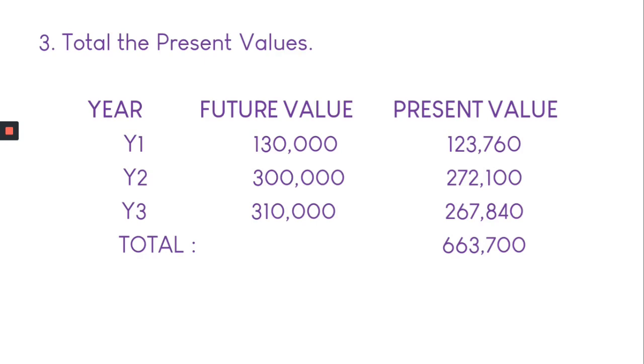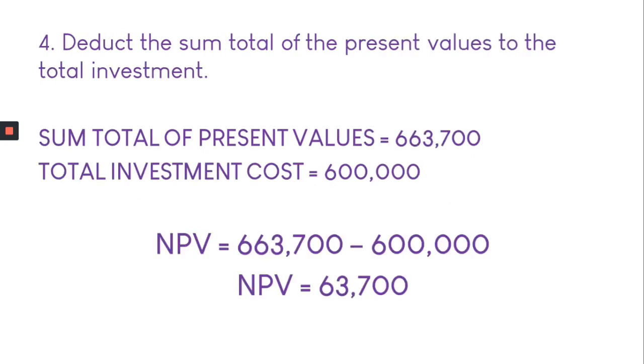Number 3 is we total the present values. So we total 123,760 plus 272,100 plus 267,840. It totals to 663,700. So number 4, we deduct the total investment cost from the total of present value. So the net present value is 663,700 less 600,000. We get the difference and we have 63,700. That now is your net present value.